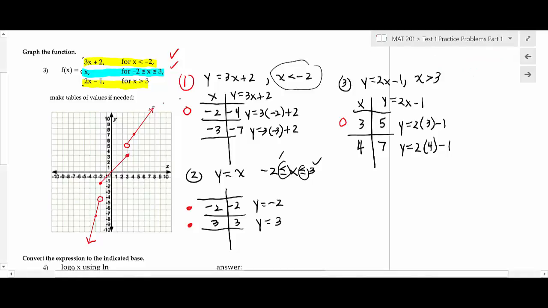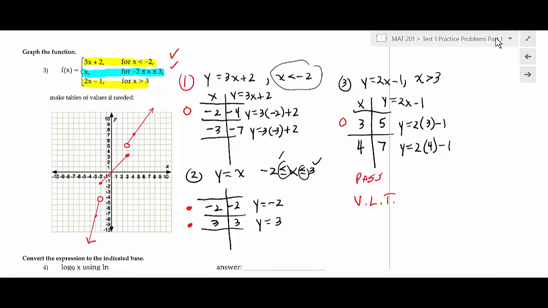Again, making tables of values, be sure that you're very clear on the difference between the open bubble and the solid bubble. And again, this is a function, so it better pass the vertical line test. So make sure when you're done with your graph that you are passing the vertical line test because it's a function.